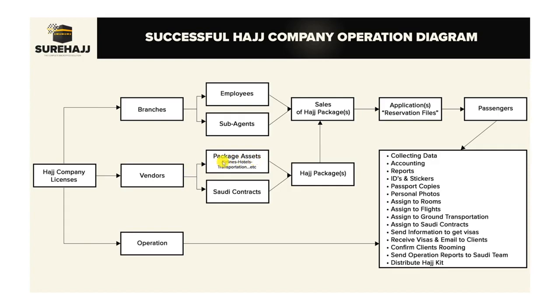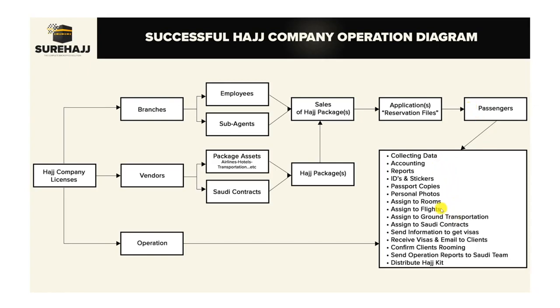Once these assets are bought from the vendors, a Saudi service or accommodation contract is generated, and now you have products and services to create a Hajj package. Once the Hajj packages are created, the employees and sub-agents start the sales process. If a sales opportunity is closed, in SureHajj that's called an application, which can have one or more passengers in it.